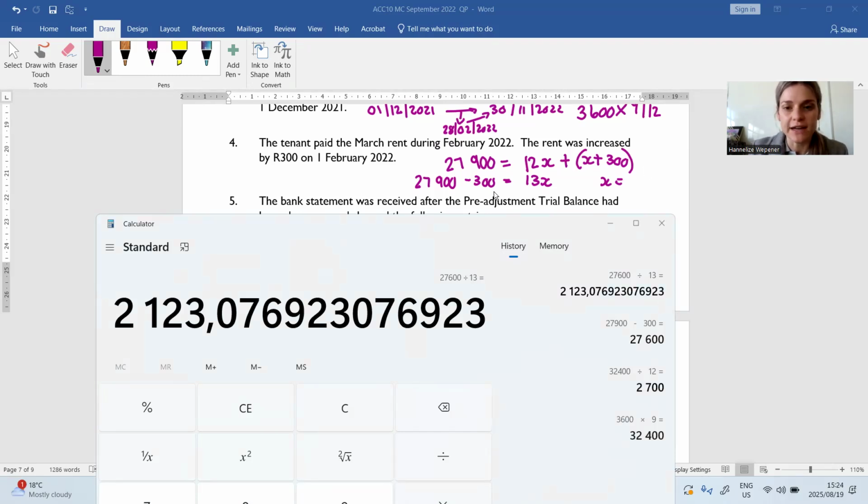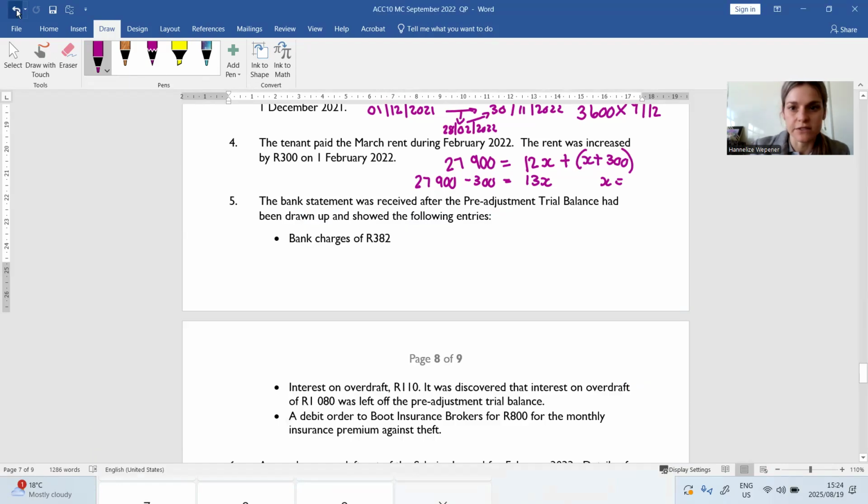Okay, sorry. So I now said for 12 months. Let me just quickly remove this real quick. So for 11 months, there we go. So for 11 months, we received X. And then for 2 months, we received X plus 300. Okay? Because the rent was increased on the 1st of Feb.